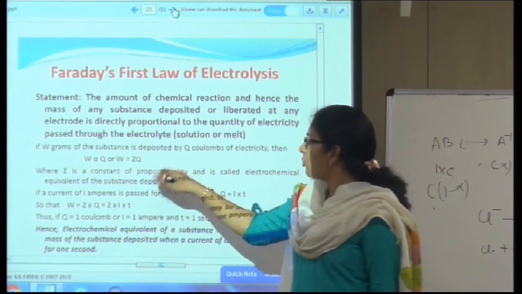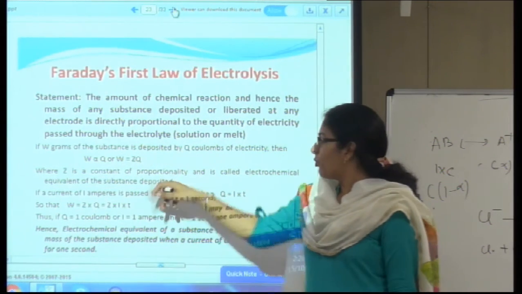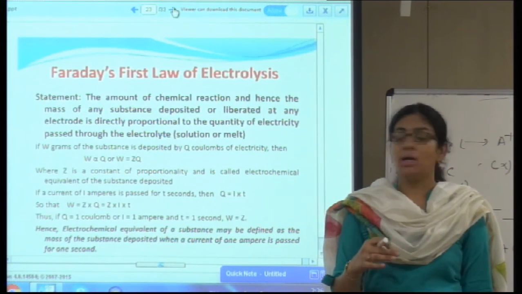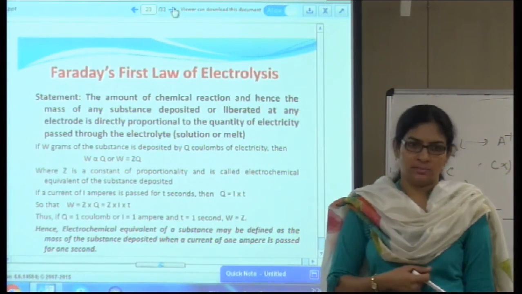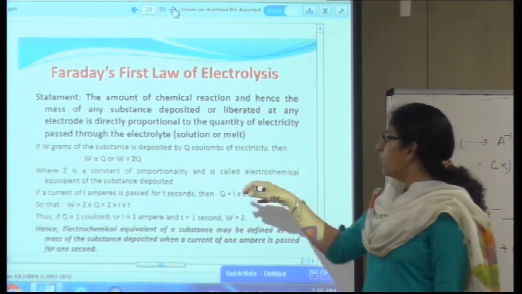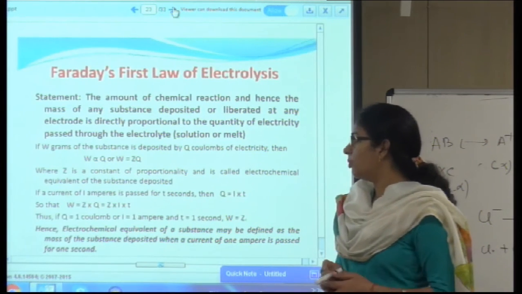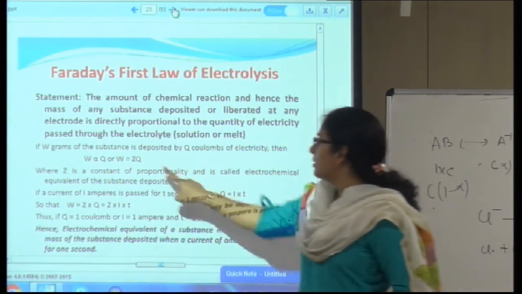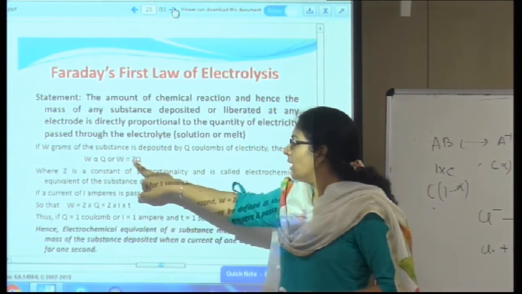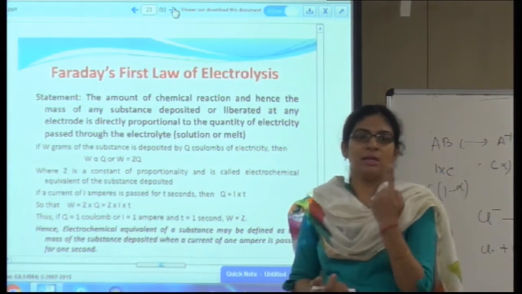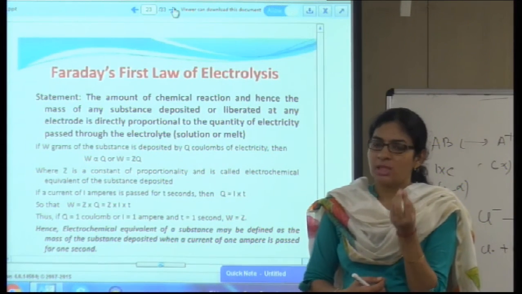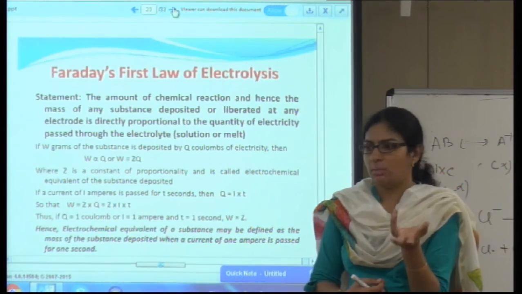And removing this proportionality sign, we put a constant here, Z, and it has a specific name. It is called electrochemical equivalent. Sometimes you are asked the difference between chemical equivalent and electrochemical equivalent. So here we focus upon electrochemical equivalent only. Now you can define it very easily: if Q is 1, Z is equal to W. It means if 1 coulomb of charge is passed, then the amount of substance deposited is known as your electrochemical equivalent.